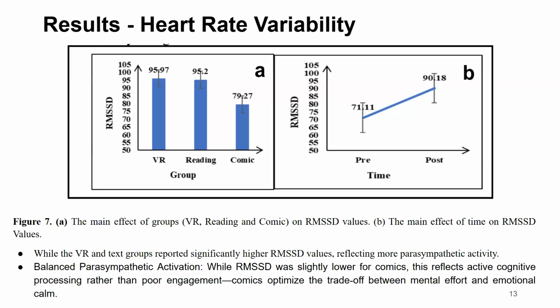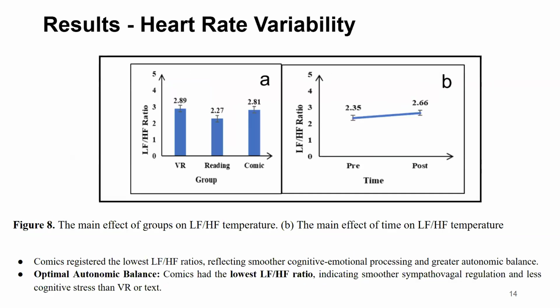And for the LF/HF ratio, figure number 8 shows the main effect of group on the LF/HF ratio and the main effect of time on LF/HF. The comics registered the lower LF/HF ratio, reflecting smoother cognitive-emotional processing and greater autonomic balance. Comics had the lowest LF/HF ratio, indicating smoother sympathetic regulation and less cognitive stress than VR or text.